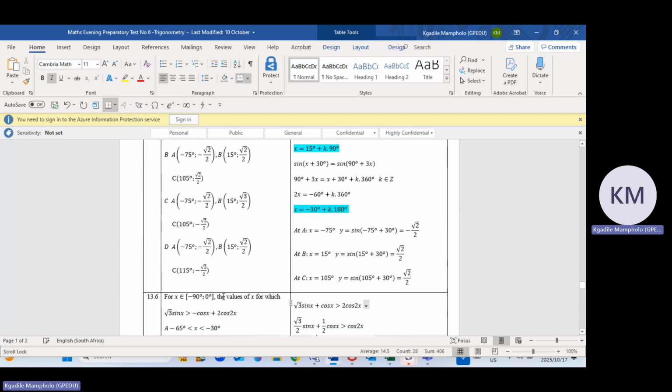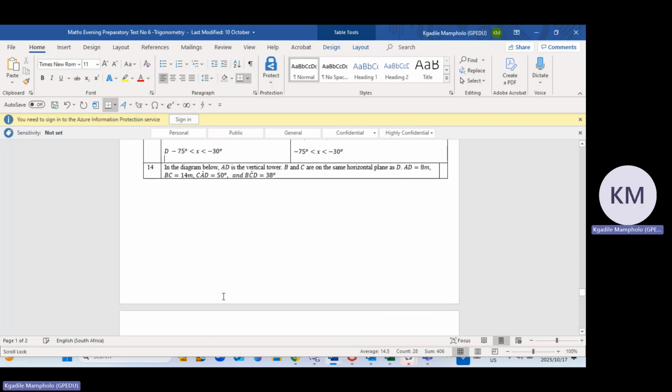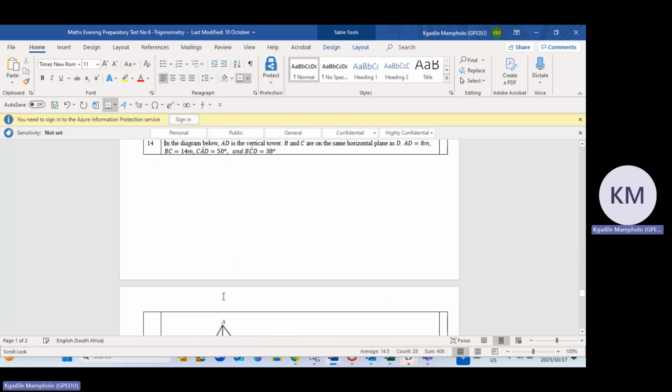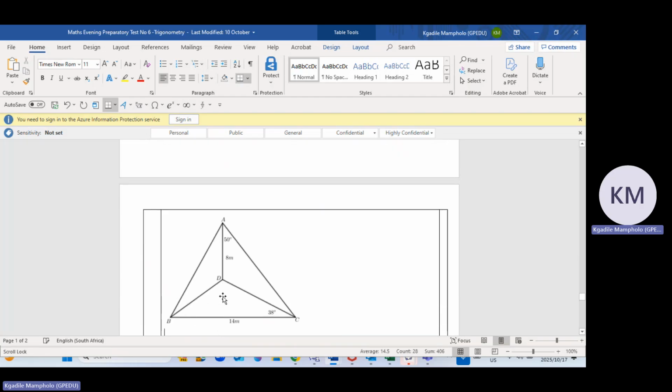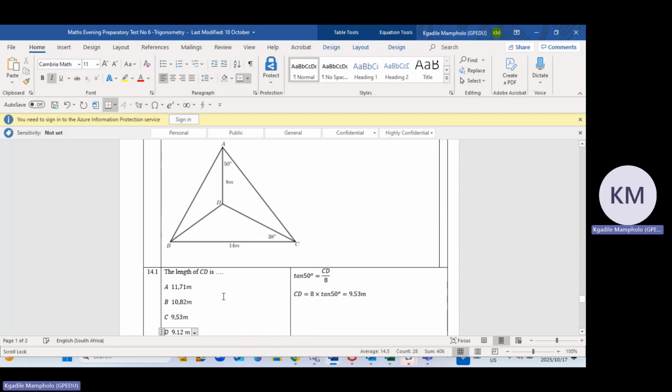Now, we go to, now here you are given a diagram. The values are there, you see that. The first one, determine the length of CD. CD is the common side between two triangles.